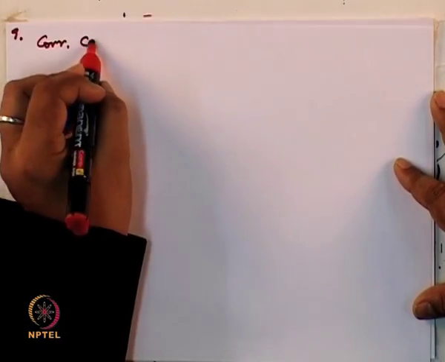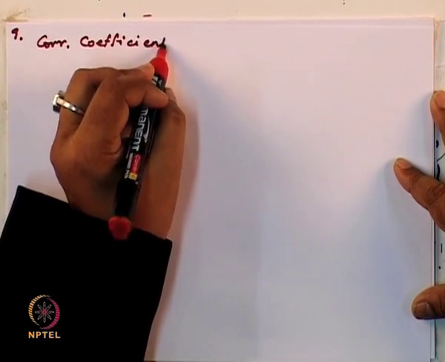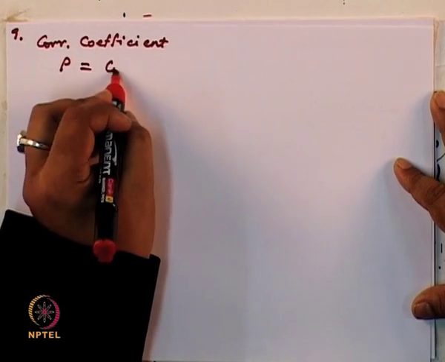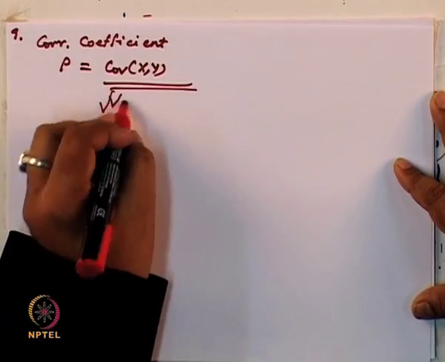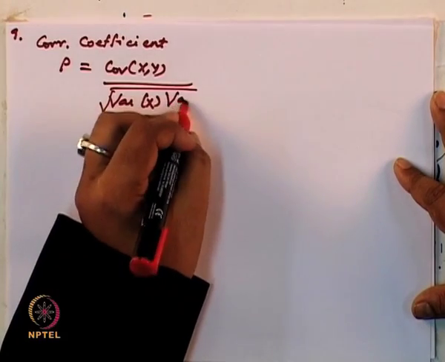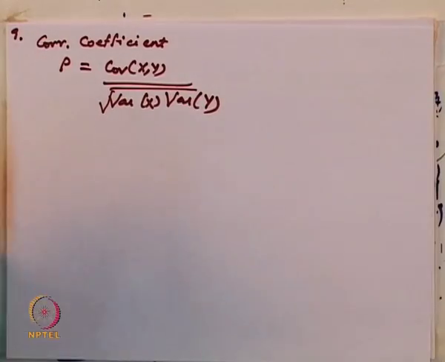So, the correlation coefficient rho is given by nothing but covariance of x comma y by root of var of x into var of y. So, you can see how you can make use of expectation and variance for calculating various quantities and use this to estimate the variance of a population depending on the events.